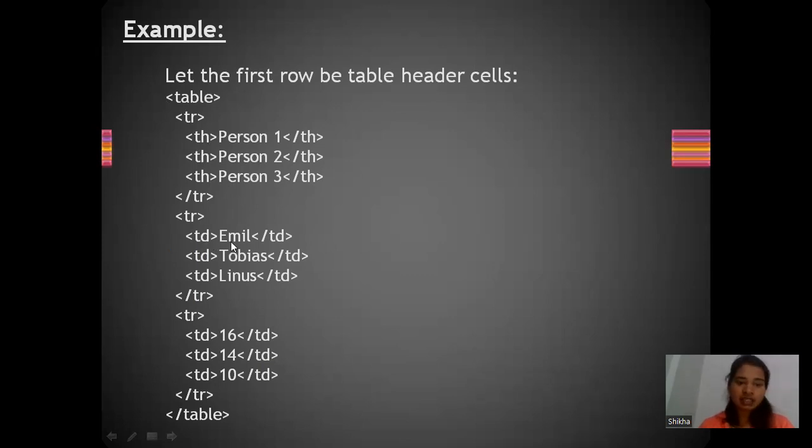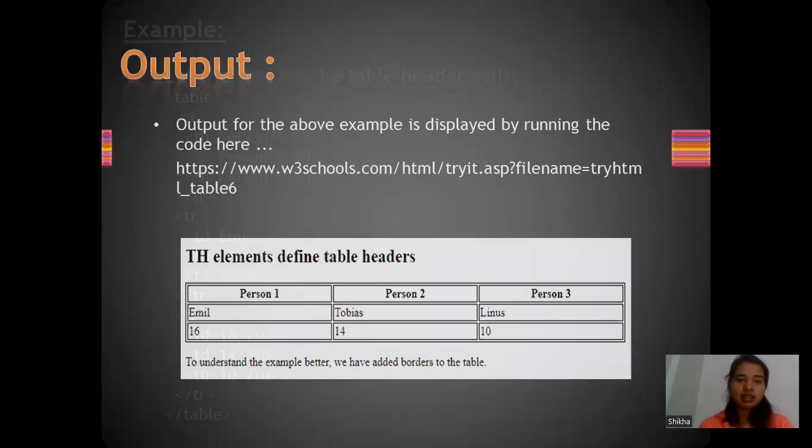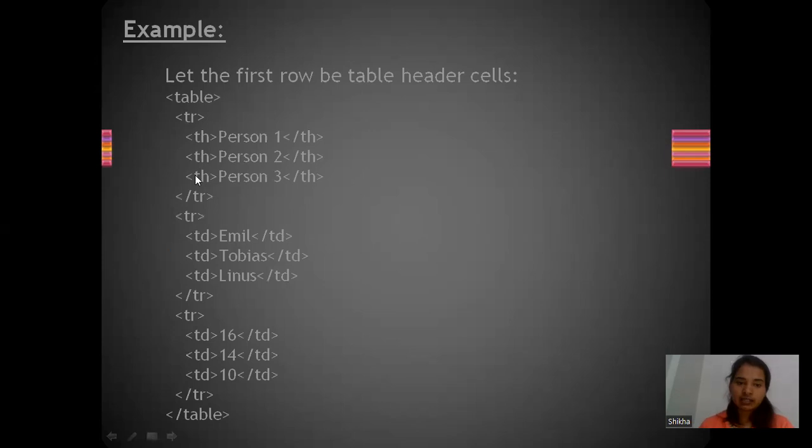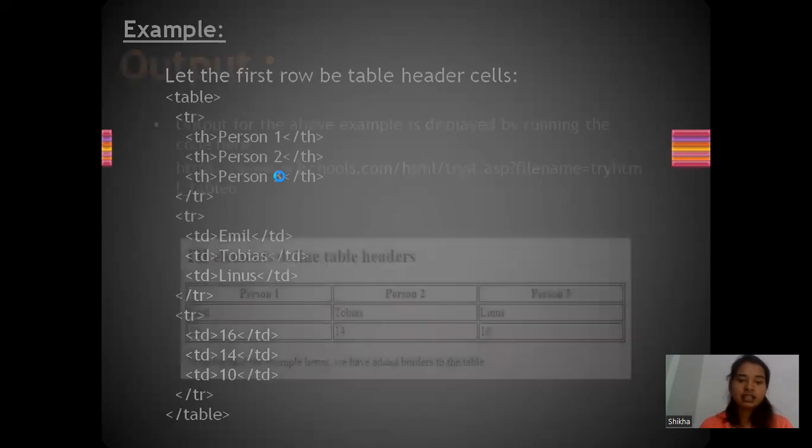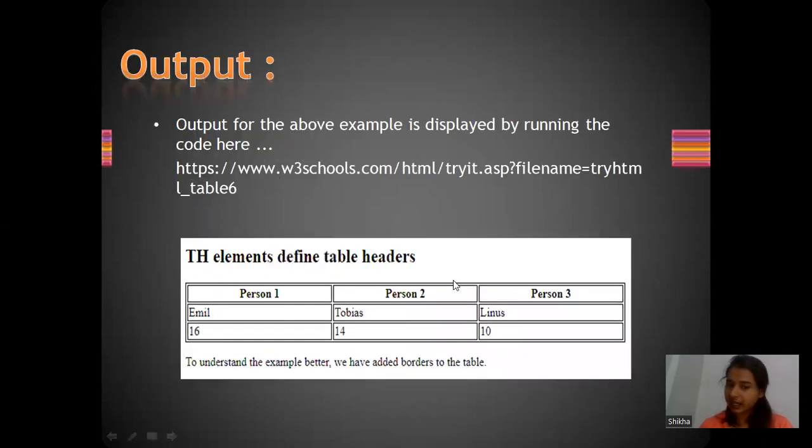Now we give td, that is the table data. These are another row, and then this is the third row of data that we have input. Now when we run this program, we will get the output as you can see here. In this example we gave 3 columns: first person 1, person 2, and person 3, and these are the headings th we gave. So these are the headings.